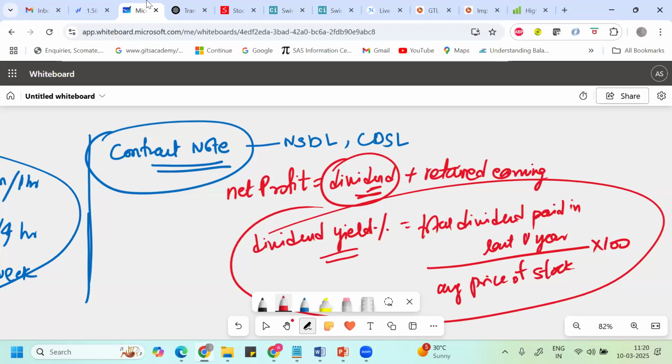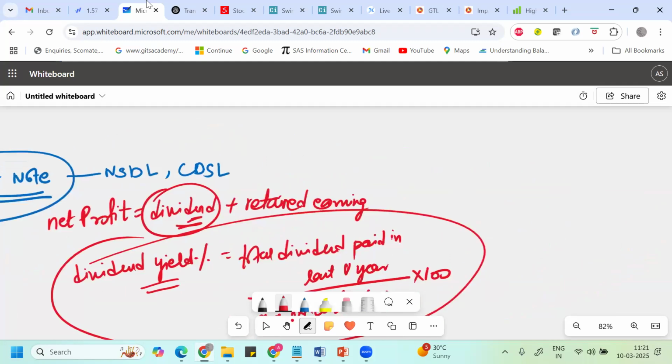Whenever they pay dividend to the shareholder, it's up to them. So dividend is the part of the profit they give to the shareholder, and whatever part they retain with themselves is called retained earning. Okay, so I hope this much is clear with all of you.